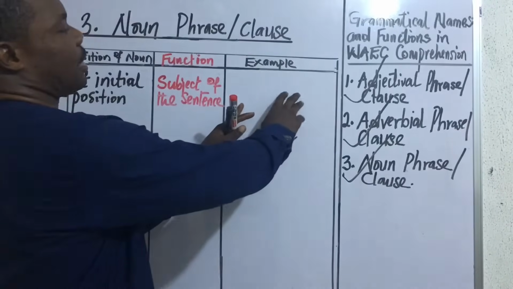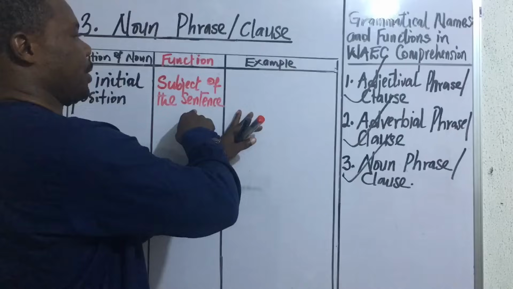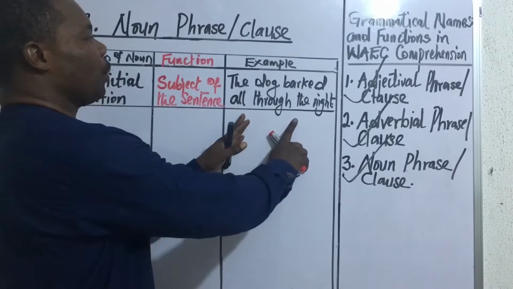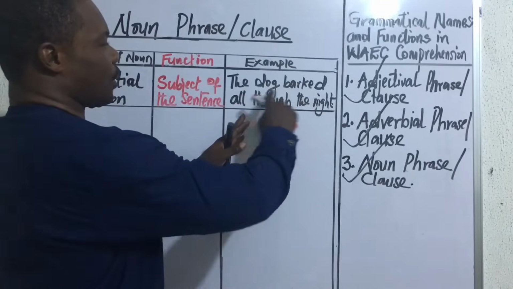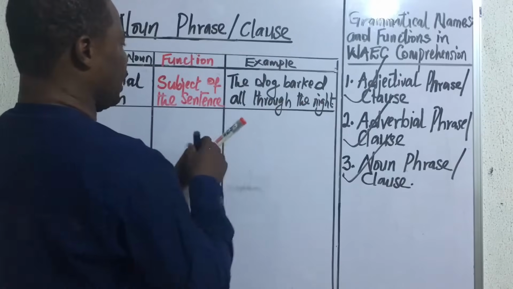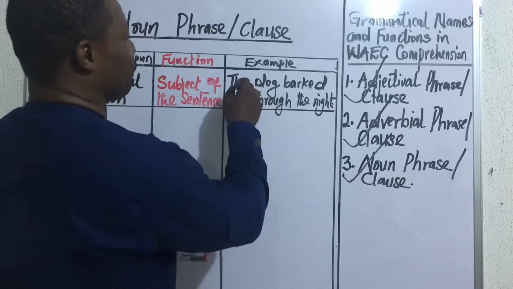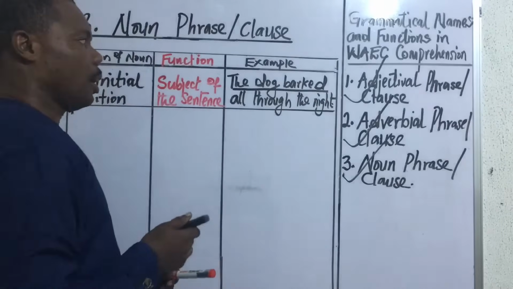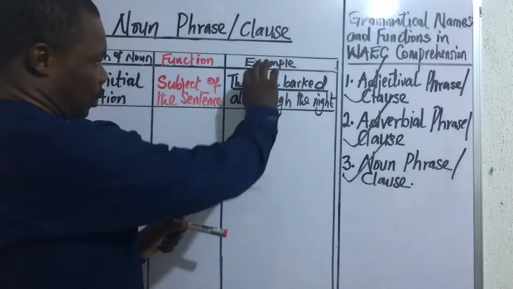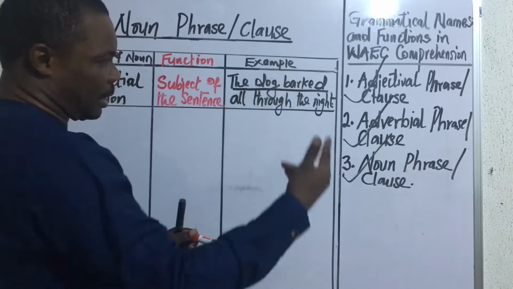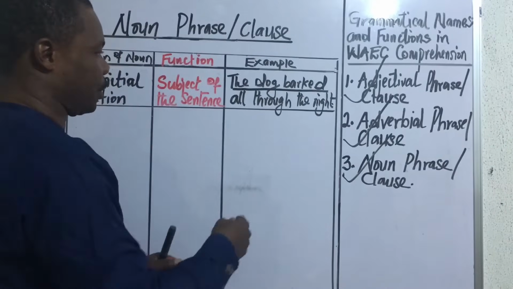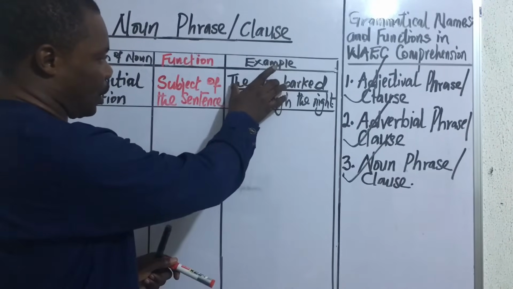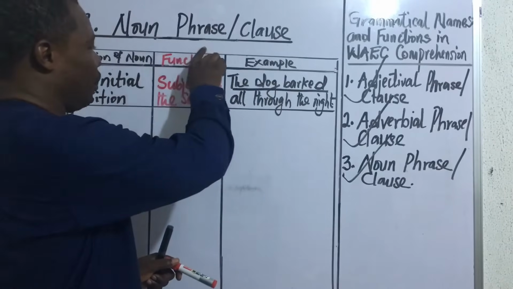Now, let's consider an example to illustrate this. For example, we have: the dog barked all through the night. So let's say the underlined part of this expression is the dog barked. Alright, so if this expression is given to you, that is this underlined part, and you are asked to state the grammatical name of the expression. The dog, it begins with what? The dog. Therefore, it's a noun material.